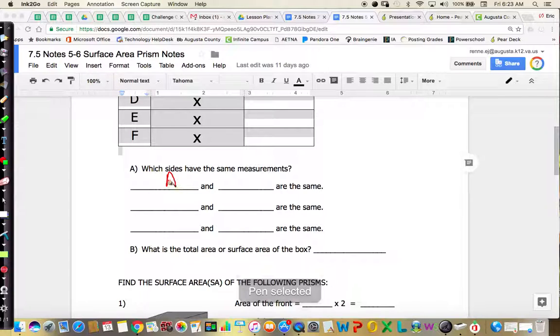So A and F are the same, and this, of course, was the front and back. And then B and E were the same, and these were the sides. And then C and D are the same, and those, of course, are the top and the bottom.